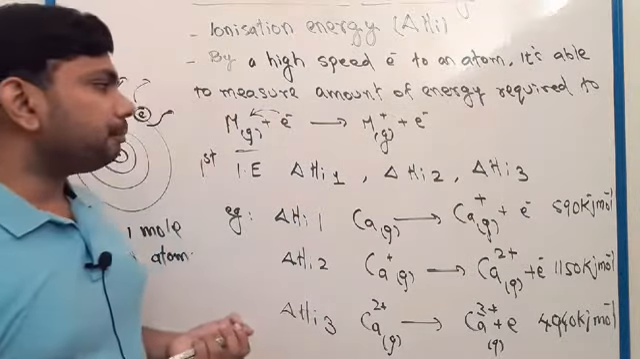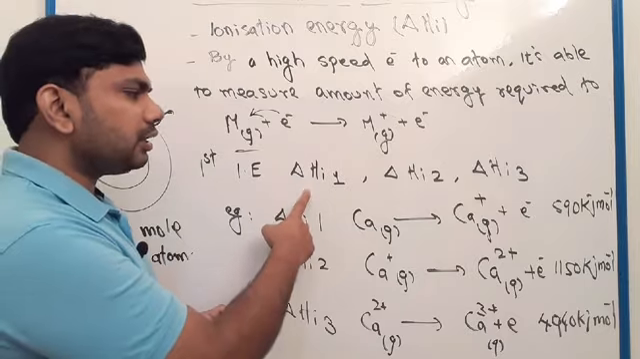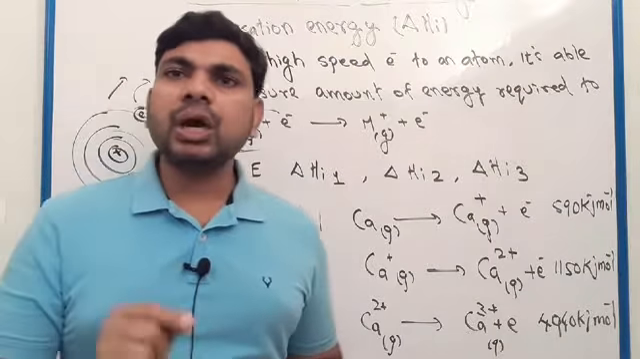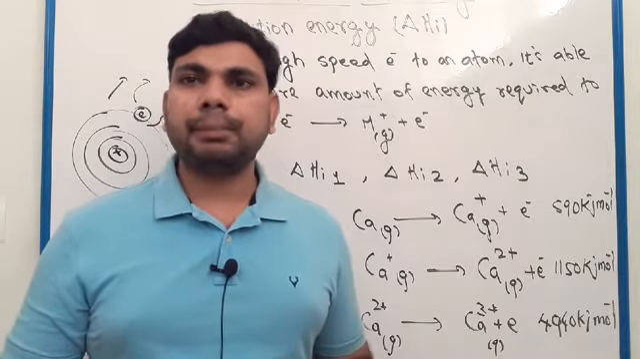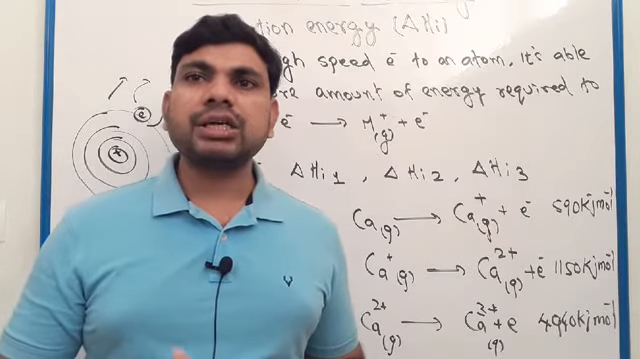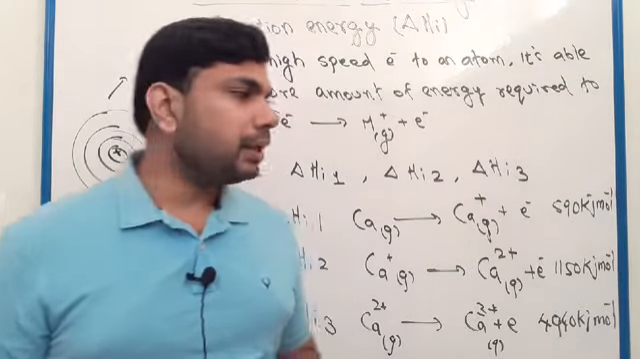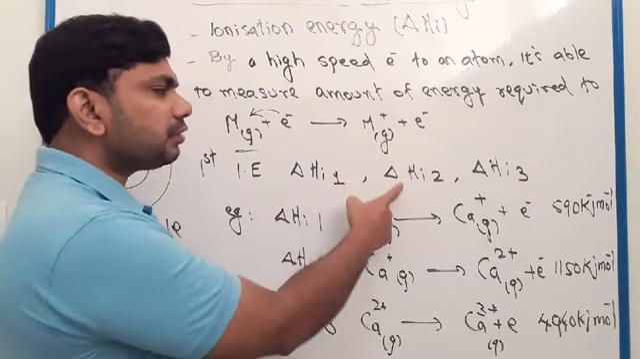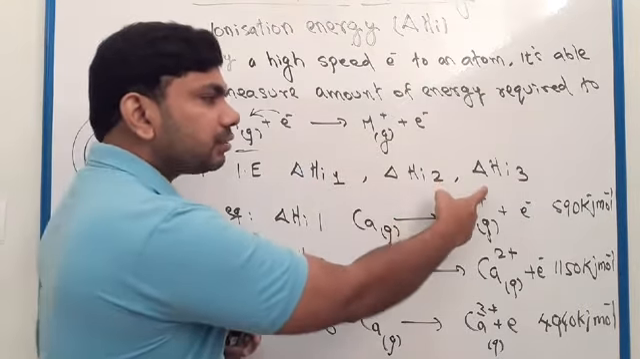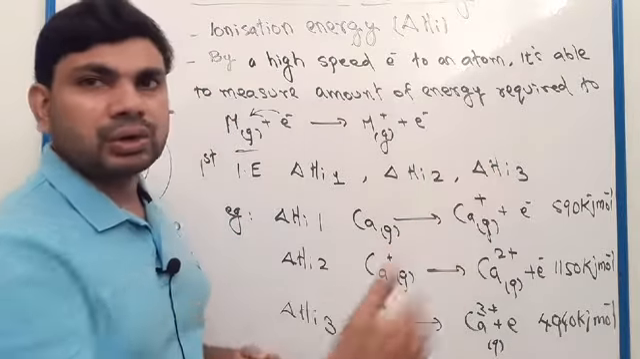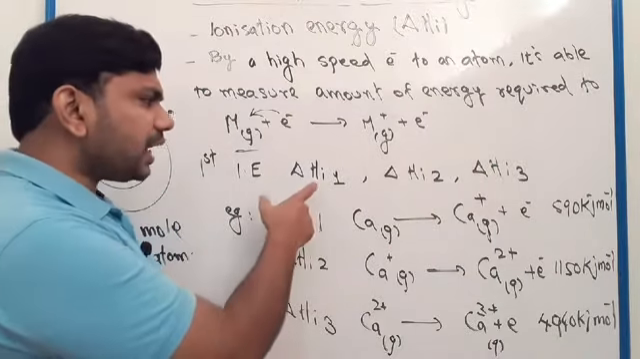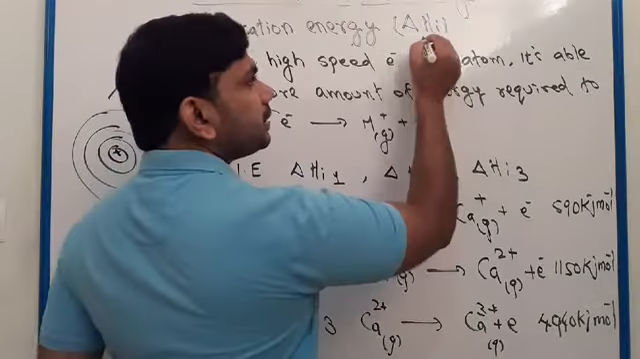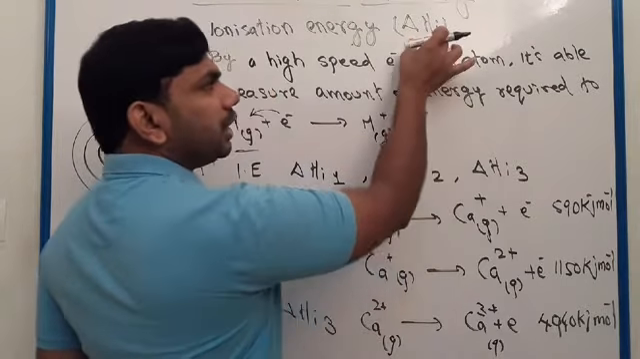You can say ionization energy or ionization enthalpy. There is first ionization enthalpy, second ionization enthalpy, third ionization enthalpy, and so on. Ionization enthalpy is represented by delta Hi.